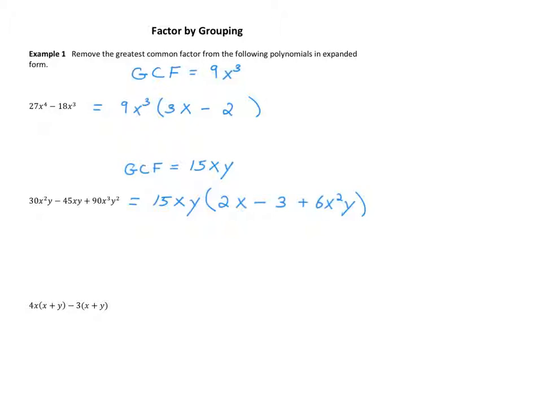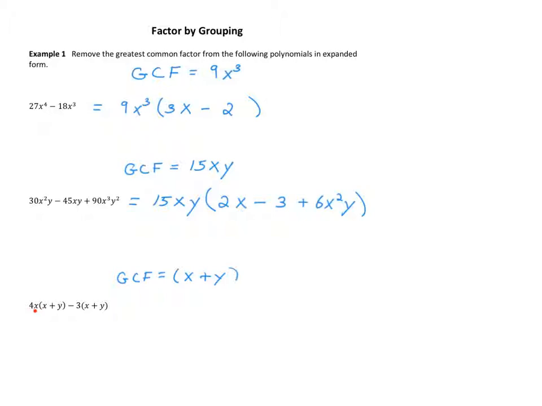Okay, one last one. We have 4x times x plus y minus 3 times x plus y. So this one's a little bit weird, but here I have x plus y, and I'm going to treat this thing in parentheses like its own term. It's just one thing. Now the greatest common factor, the way this is written, is going to be x plus y. There's nothing common between 4 and 3 other than 1, which you don't have to write.